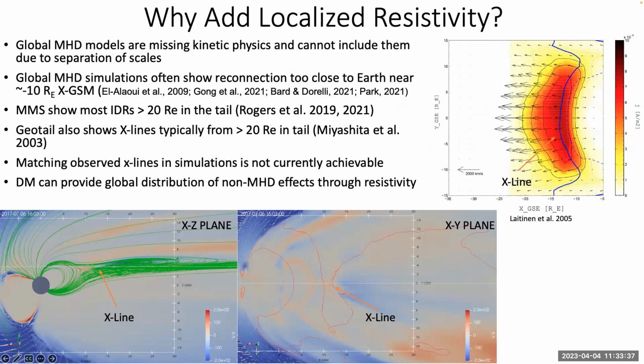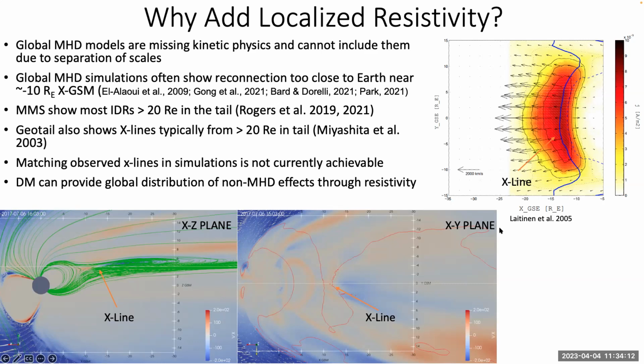Well, the problem with global MHD models is that they're missing kinetic physics, and magnetic reconnection fundamentally occurs at kinetic scales. In fact, really the only way to get a global MHD simulation to reconnect is to have some sort of resistivity, typically numerical resistivity or an explicit resistivity. And with these global models, often an X line very close to Earth, say less than 15 RE into the tail, is observed.